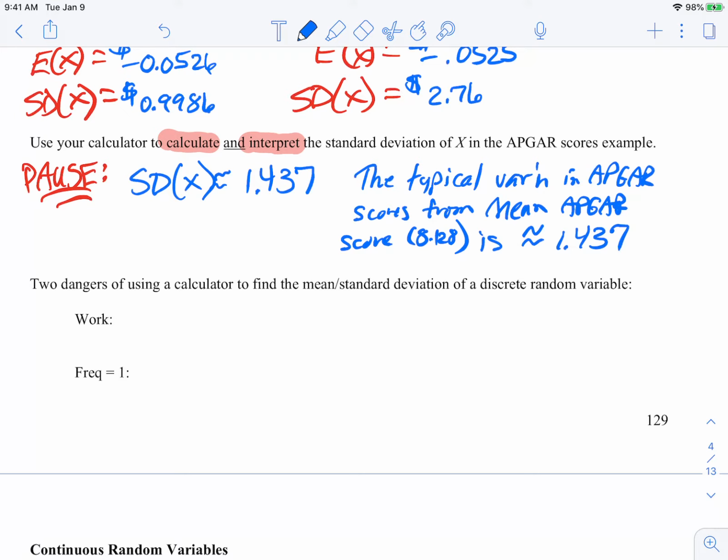There are 2 dangers, however, when you're using your graphing calculator. Calculator's great. It's quick and easy. It gives you answers. But on an AP test, you typically always have to show work for calculations. So just don't forget in a free response question to show work.